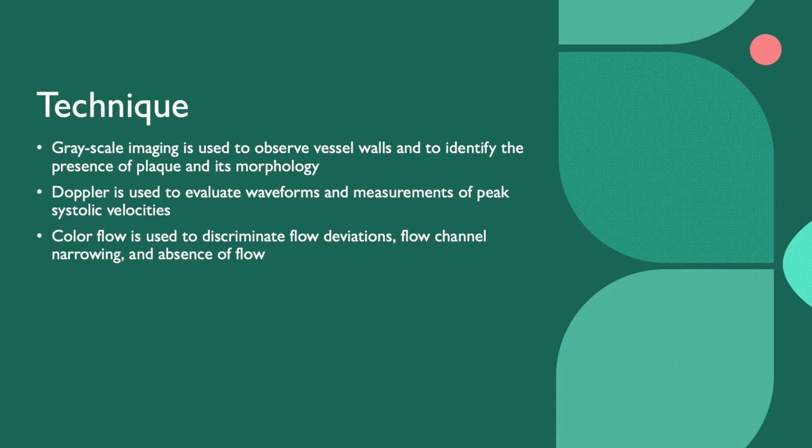What you're going to do, you're going to do a grayscale image. The grayscale is going to help us observe vessel walls and identify any plaque or morphology. The Doppler is going to help us evaluate waveforms and measure our velocities. Our waveforms for the arms should be multiphasic, triphasic, like they are in the legs. A monophasic waveform, again, would indicate something abnormal. Color flow is going to help us decide which way flow is moving, any deviations or narrow channels or absence of flow.